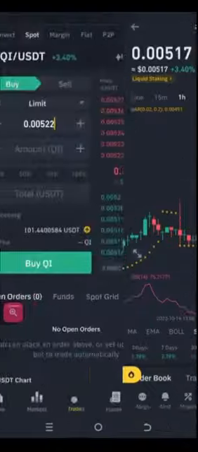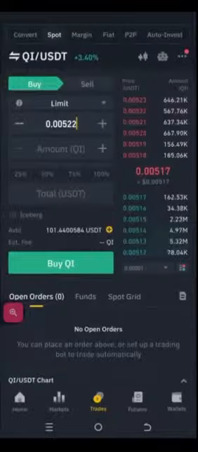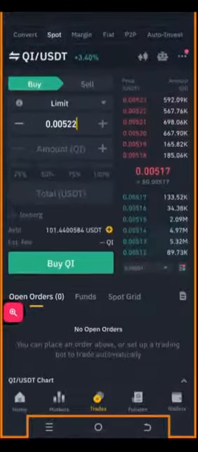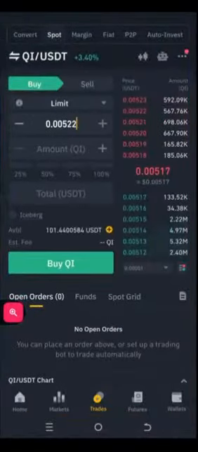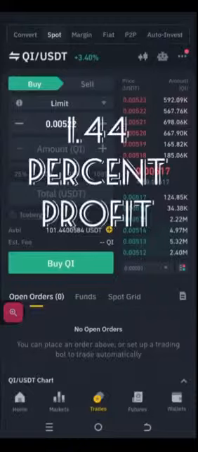Look at QI BTC. I mean, this is QI USDT. Look at it. How much did we make? $1.44. Wow. Of course, it was $1.54, but we had to pay 10 cents for fees. So now we're left with $1.44. Good one. That's a 1.44% profit, which is good.